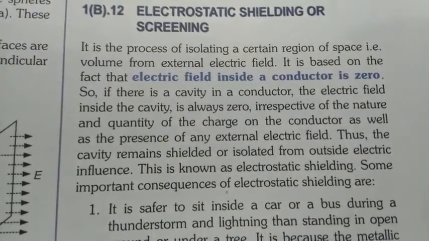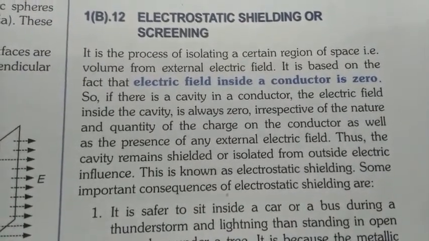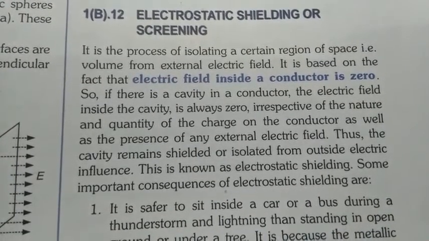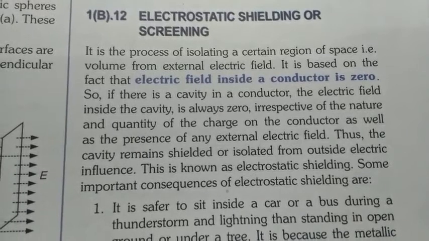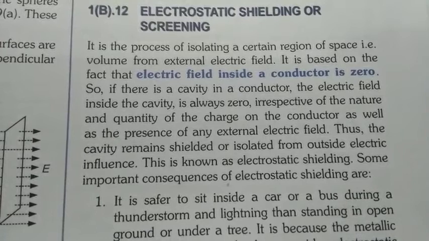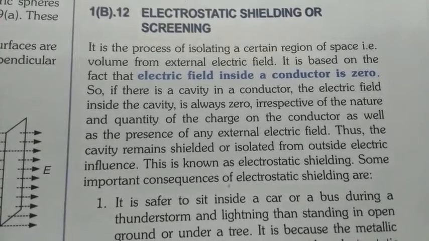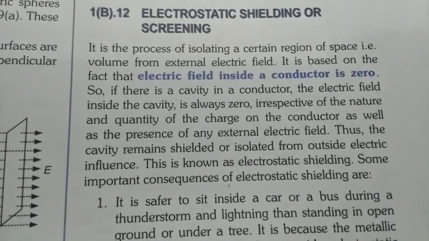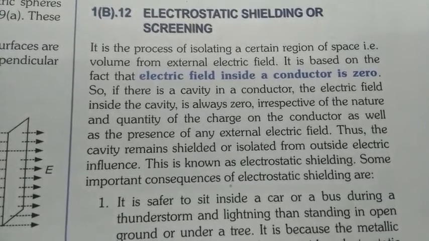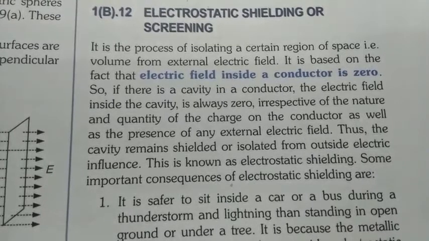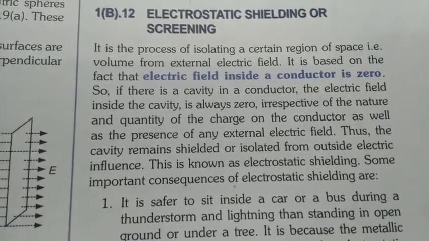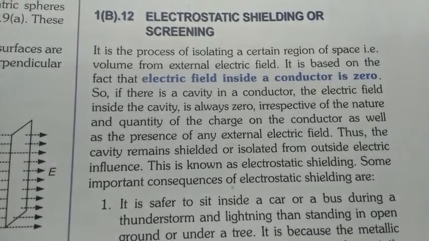In the previous part I was telling you how we can save ourselves during a thunderstorm when we are outside the home. In that case, I told you that we should be inside any place which is surrounded by a metallic sheet or metallic plate. When we are securing a space from the electric field, that is called electrostatic shielding.